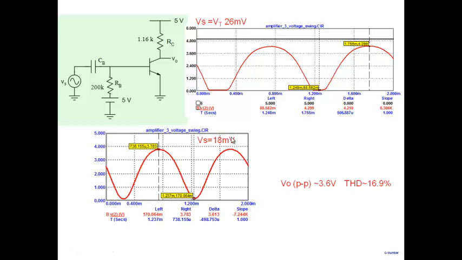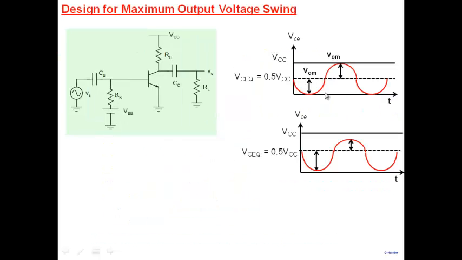Even if I apply 18 millivolt here, even now, note that to get VCC by 2 swing, we had to apply 26 millivolt, and that's completely distorted. If I apply a lower voltage, 18 millivolt, I get a swing of 3.6 instead of 5. Even now, the distortion is 16.9%. Fairly high distortion. If you look at the positive amplitude and negative amplitude, they're quite different. All right. So when we are talking about voltage swing, we have to talk about harmonic distortion. It's not enough to say I get a swing of so much without talking about harmonic distortion here.